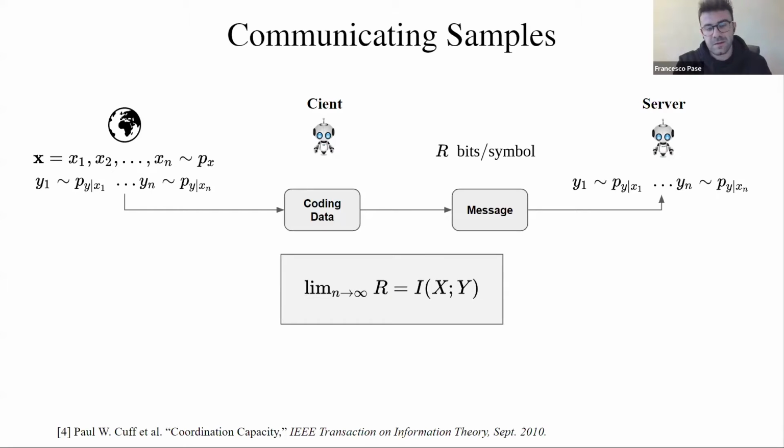Now, if you want to convey such information to a server, the minimum rate is the mutual information between the two random variables x and y. That is basically the divergence between the joint and the marginal distribution. Now, what is the divergence? It is basically a quantity that measures discrepancy between two distributions. So the closer they are, the smaller the divergence, and vice versa if they are far apart from each other.